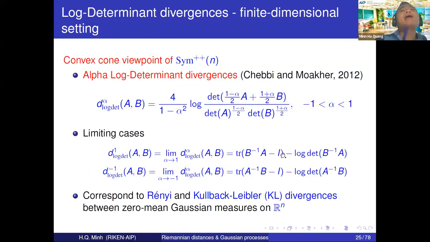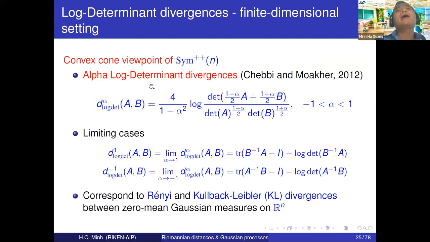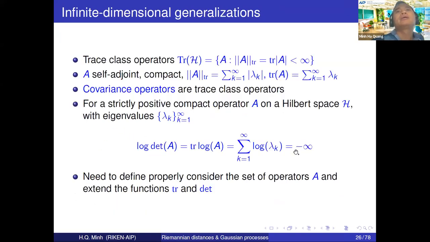And so now we also want to generalize this to the infinite-dimensional setting, but how do we generalize this? Okay, so let's talk about it here. We compute the log determinant and so on, so we need to talk about the trace class, for example. And the log determinant is also related to the trace. Log determinant of A is equal to trace of log A.